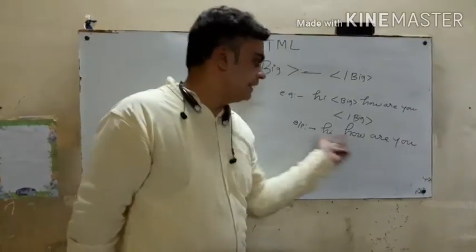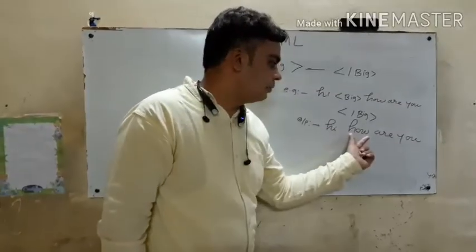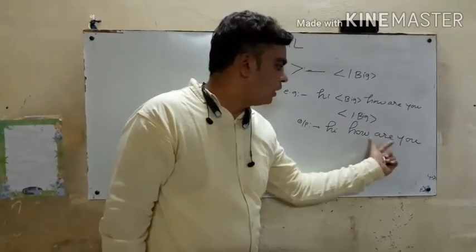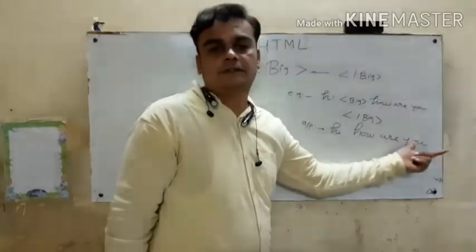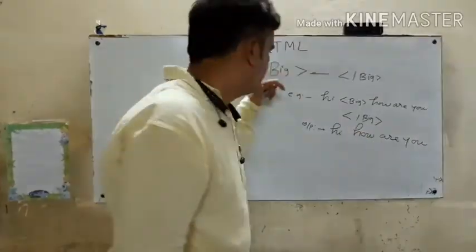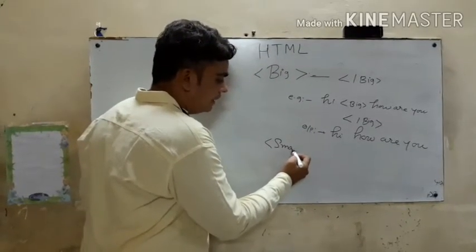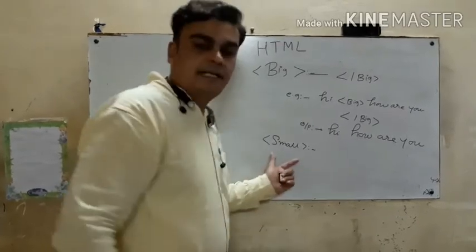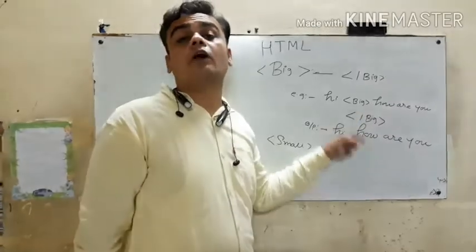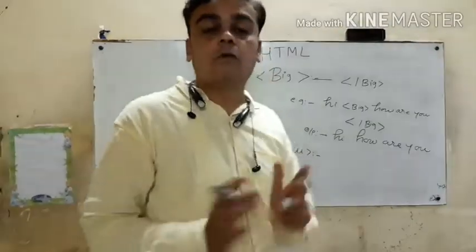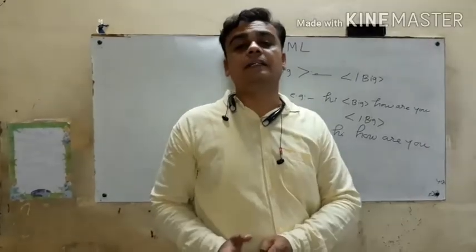So you can realize the difference. Hi will display in normal font size, whereas "how are you" will display with large font size. Got it? Now similarly, opposite to the big tag, there is one more tag, the small tag. As the name suggests, the small tag helps to display the text in small font size. Suppose if I am using font size 24, then it will display the text with font size 23 or lower level.